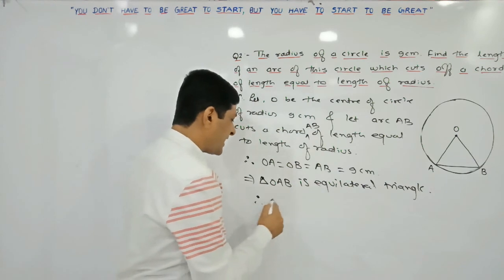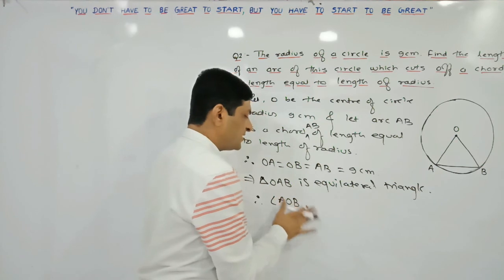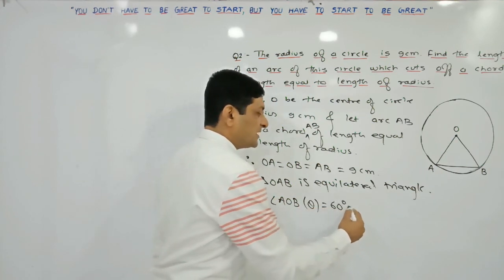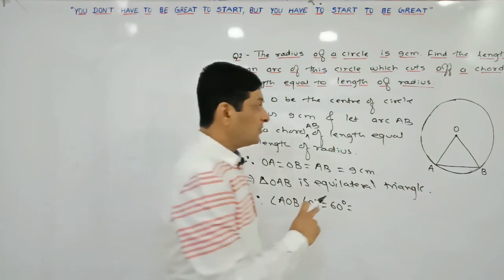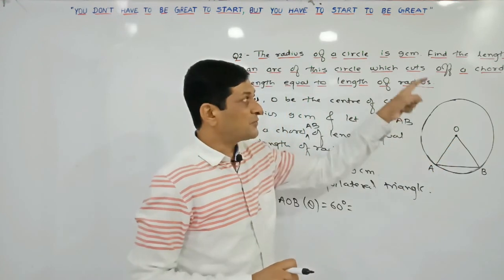Now since this triangle is an equilateral triangle, we can say that angle AOB is equal to 60 degrees. Let us denote this angle by theta. Angle AOB is equal to how much? 60 degrees, because this is the angle of which triangle? Equilateral triangle.